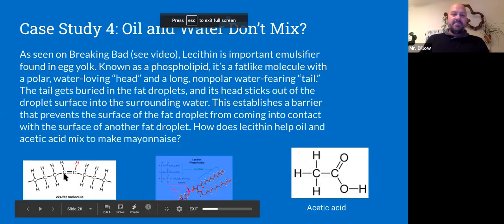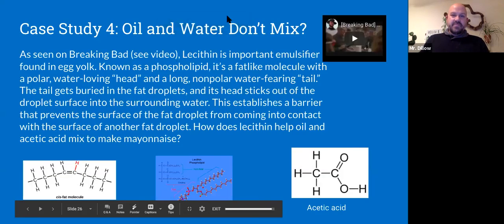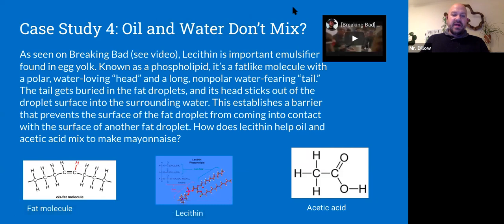Okay, so mayonnaise. If you've ever wondered how to make it, now you know. So we're looking at a fat molecule, which you can see on the left, very nonpolar in structure, and then acetic acid, which has a polar structure, and then lecithin, which has two different sides. It's kind of hard to see, but one side is nonpolar, one side is polar, so it's able to emulsify those two ingredients together.